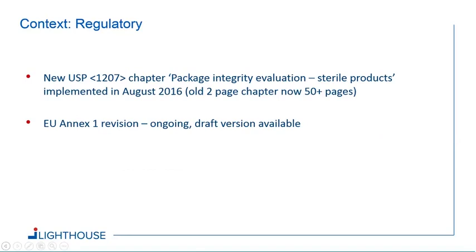The old 1207 chapter was about 2 pages long, and this new one has now been divided into 3 subsections for a total of 50 plus pages, and it gives a lot of helpful and concrete information about CCI testing approaches and technologies. The second regulatory document listed here has to do with the EU Annex 1 revision.